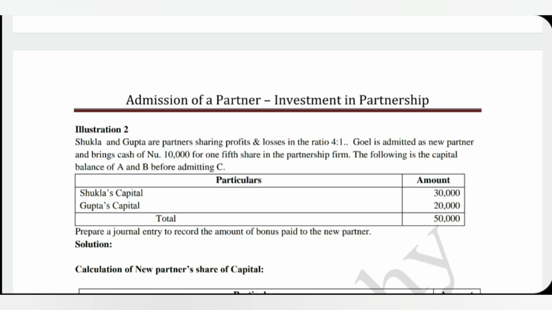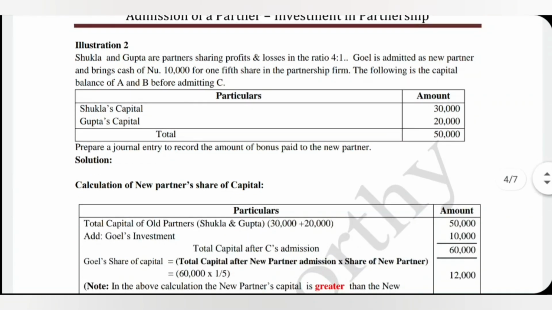Shukla's capital 30,000, Gupta's capital 20,000, total capital is 50,000. Prepare a journal entry to record the amount of bonus paid to the new partner. Calculation of the new partner's capital. Total capital of the old partners, that is Shukla and Gupta put together, comes to 30,000 plus 20,000, 50,000. Add the new partner's investment.